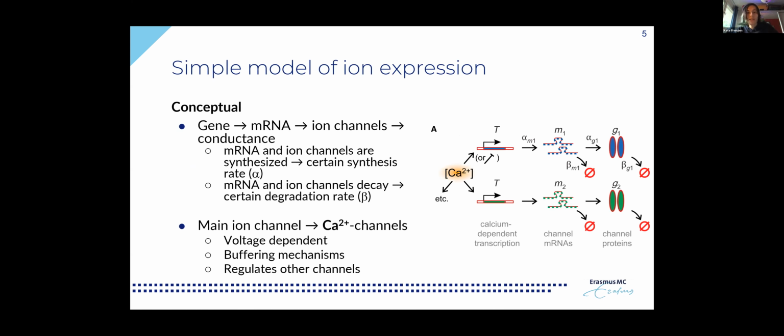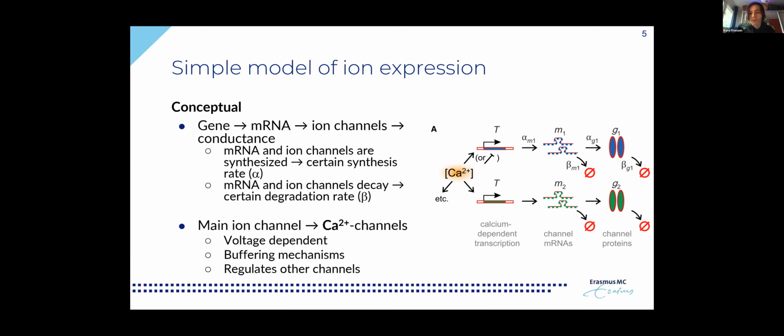As I said, this is based on the central dogma from a gene to mRNA to ion channels, which mean conductance. So as you can imagine, because it's homeostatic, our model includes time, and mRNA and ion channels, of course, are synthesized at certain rates in time. This synthesis rate is important and will be referred to with an alpha symbol. Of course, mRNA and ion channels also decay in a cell at a certain rate, which will be the degradation rate. On the right, you can see a schematic depiction of how these rates will be incorporated and how mRNA can be translated into a protein or actually degrade.